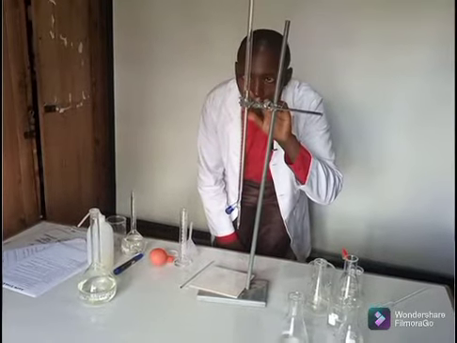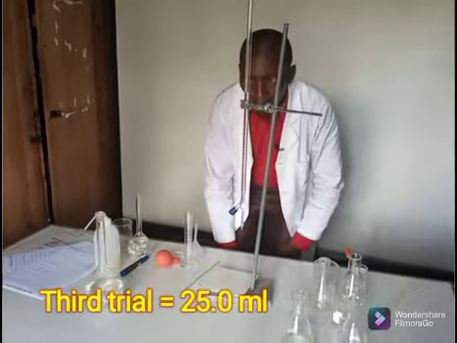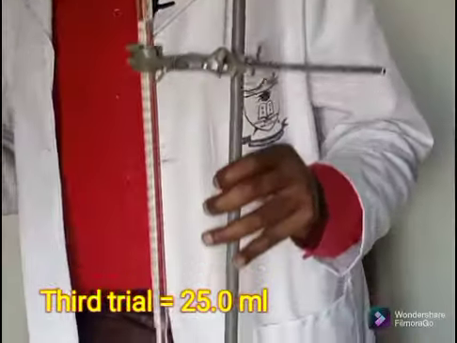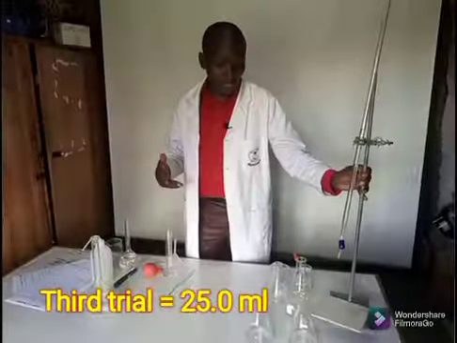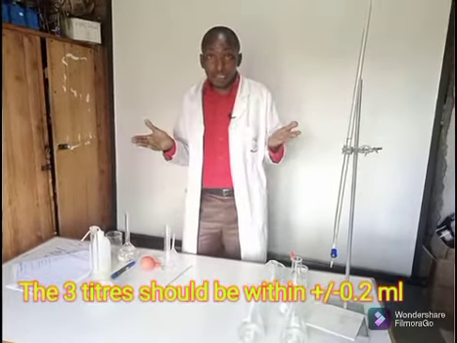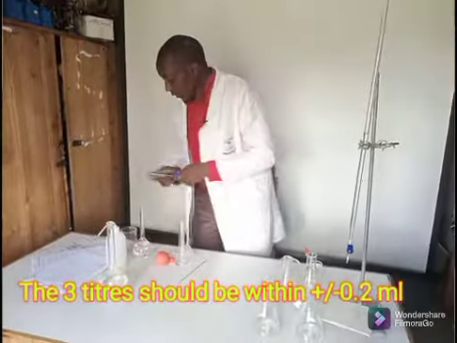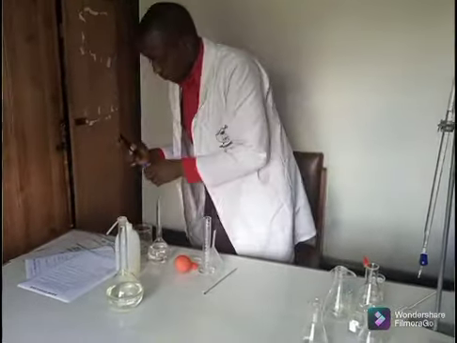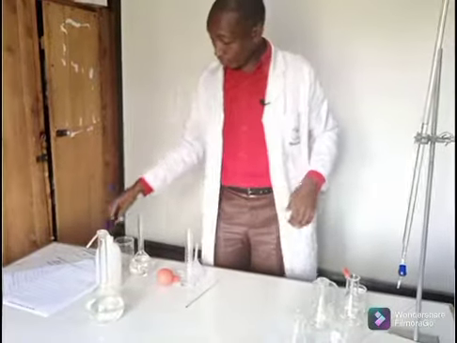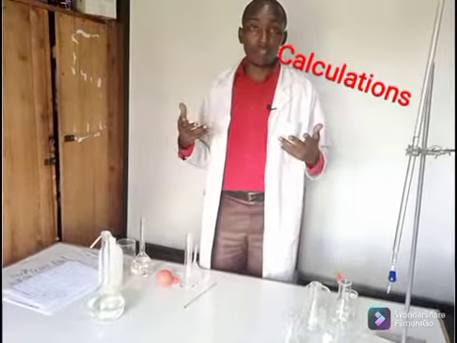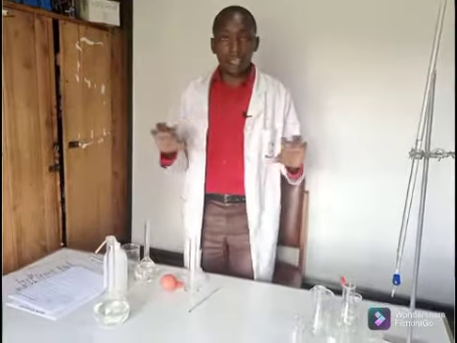My volume is at 25.0, and all the three titers are very much within a range of 0.2. So with that one, I'm having 25.0.